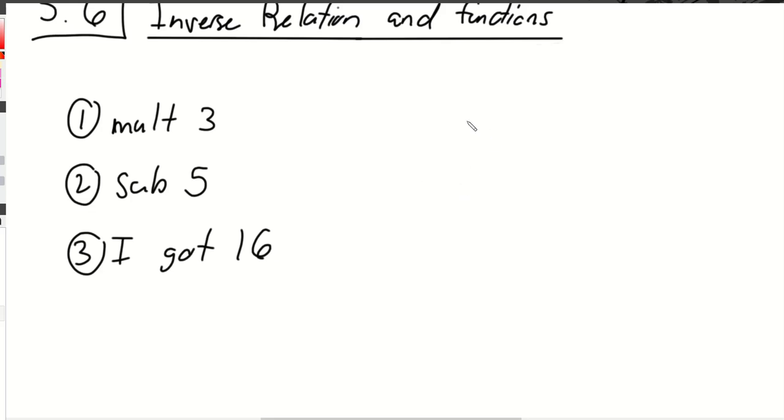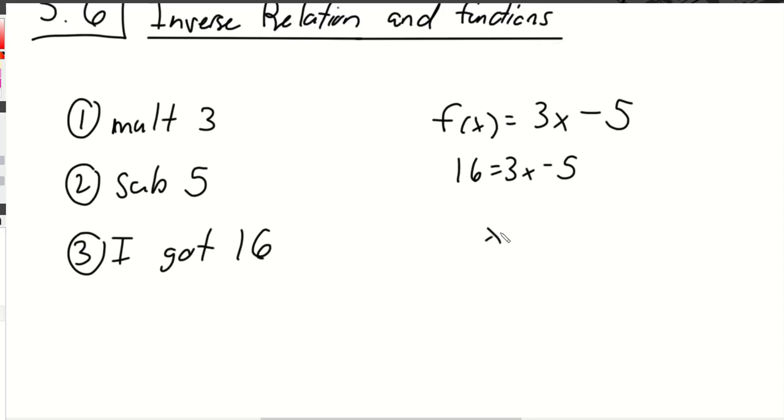So I'm gonna write this out as a function called f of x. I multiplied my number x by 3, and I subtracted 5. I would have gotten 16 equals 3x minus 5. Sunny, what was my number? Now, how did you get 7? Divide by 3? Yeah? Let's call that g of x.